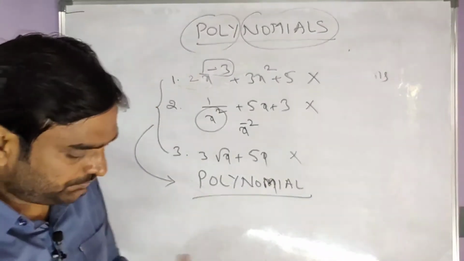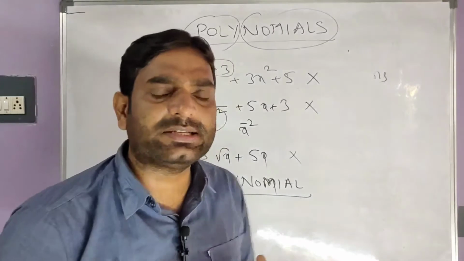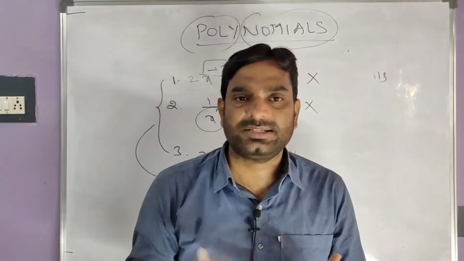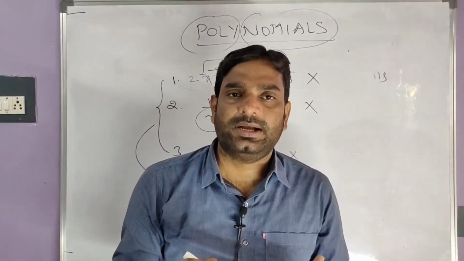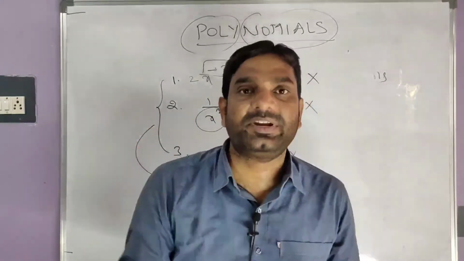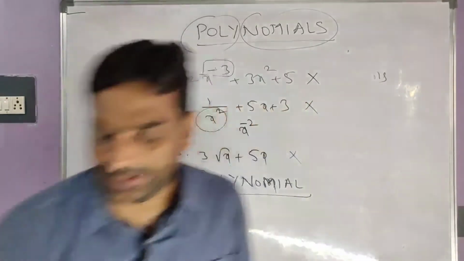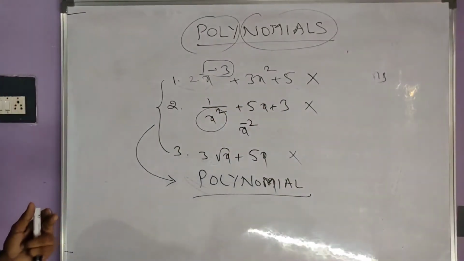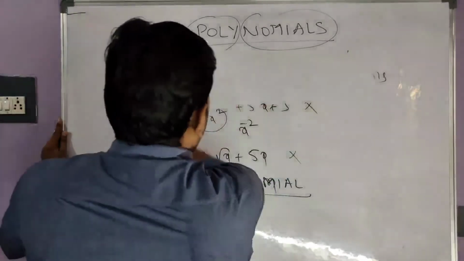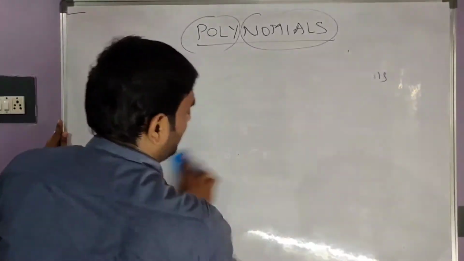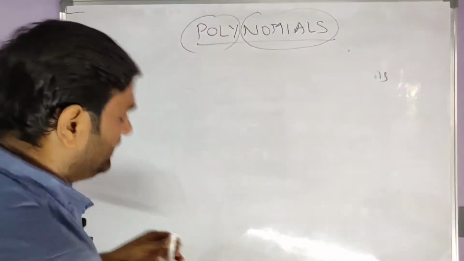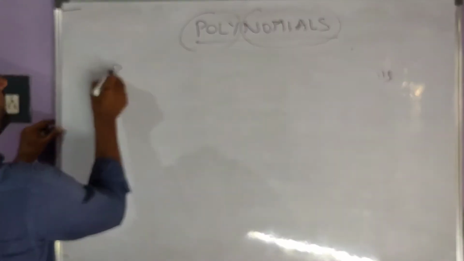Now we discussed what a variable is, what constants are, what terms are, and what an algebraic expression is, what a polynomial is and what does not belong to polynomials. Now coming to the degree of polynomial.